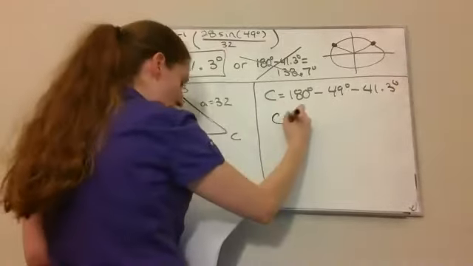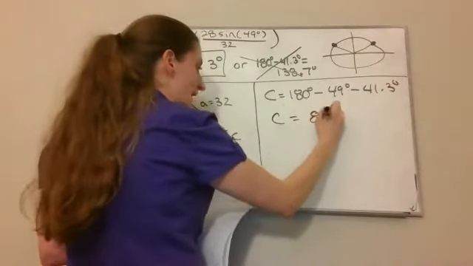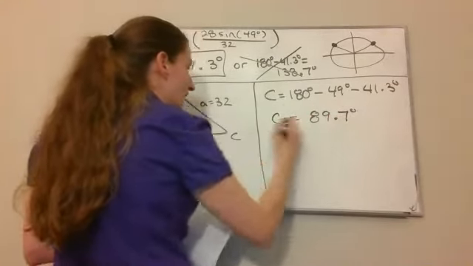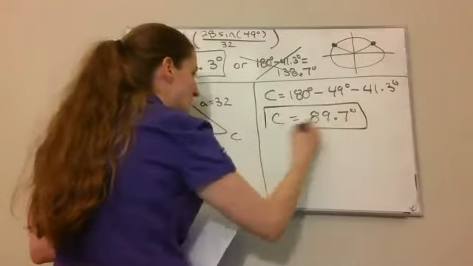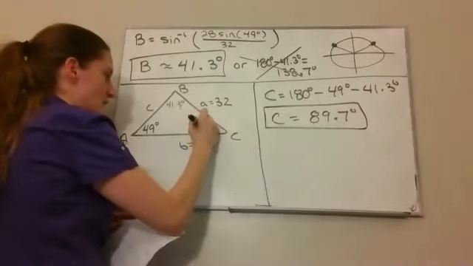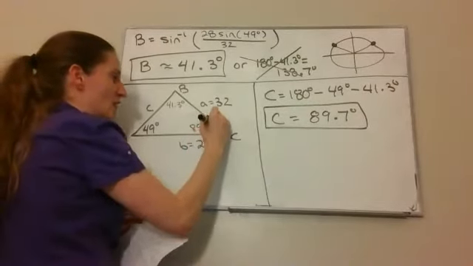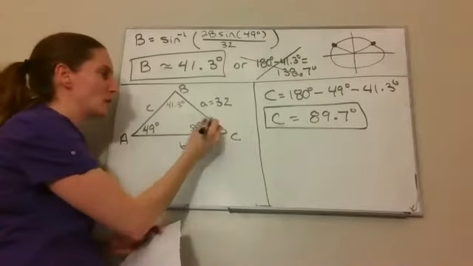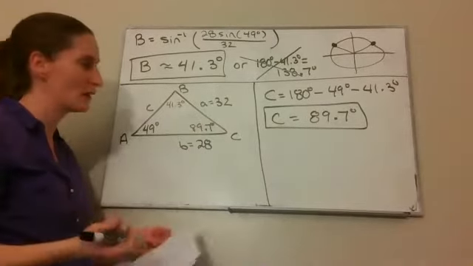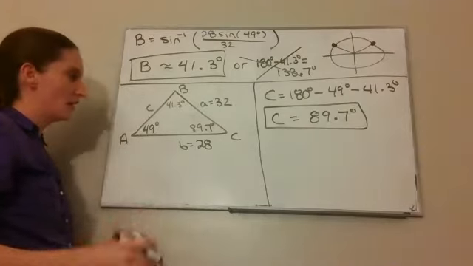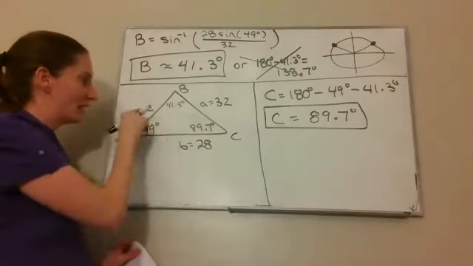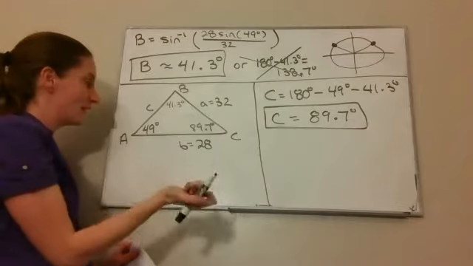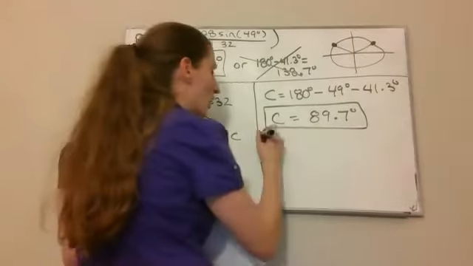So this means angle C is equal to 89.7 degrees. And of course, my triangle that I drew is nowhere near to scale. It was just to help us organize our thoughts. Now, all that I have left to find is side C. So to find side C, I just have to use my law of sines again.